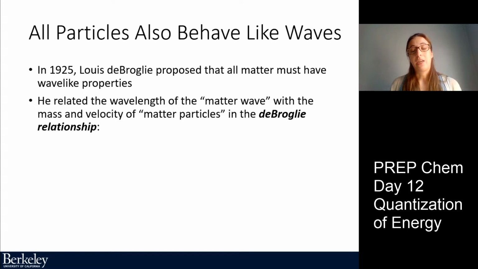So this concept was actually extended further. In 1925, a guy called Louis de Broglie proposed that all matter must have wave-like properties. He then related the wavelength of the matter wave with the mass and velocity of the matter particles in something called the de Broglie relationship.